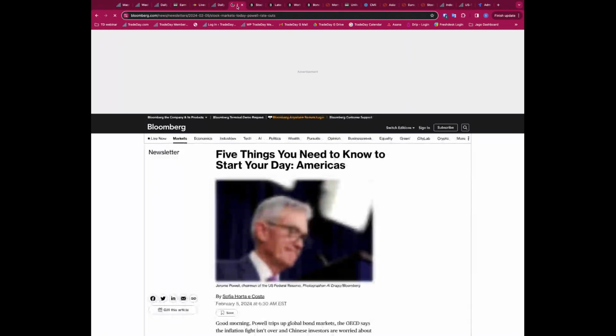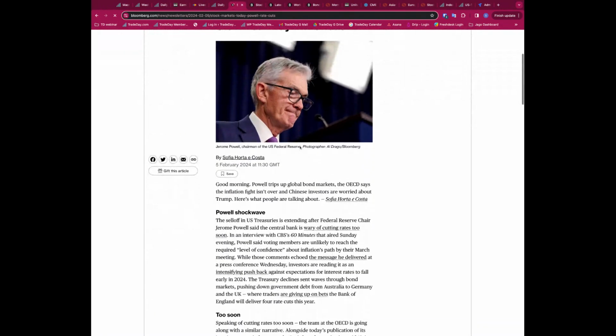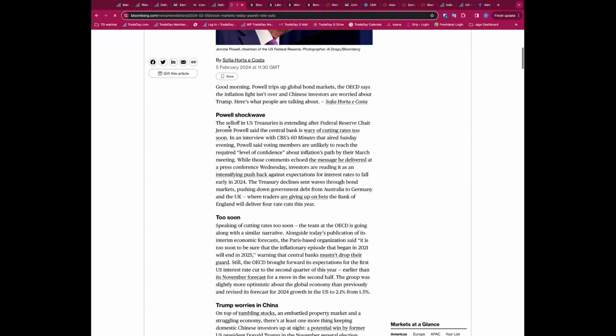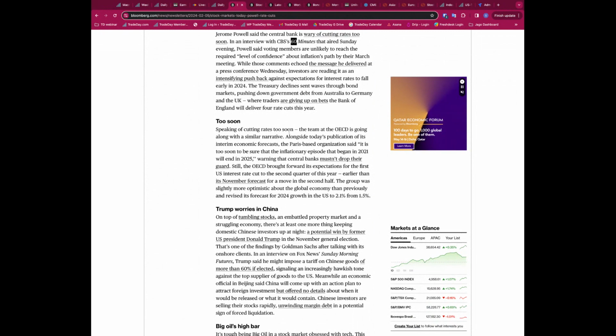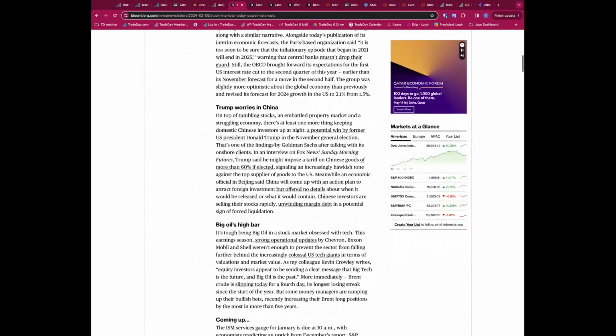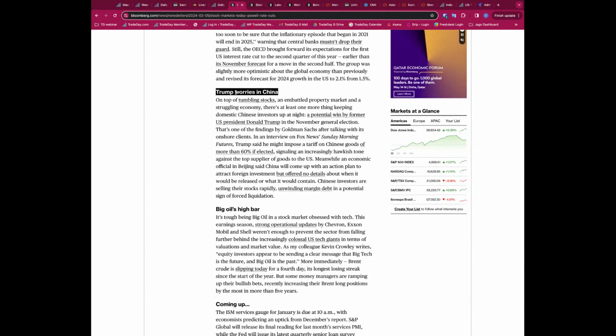So let's take a look at the headlines here, five things to start your day. Powell shockwave: the sell-off in US Treasuries that we saw on Friday is extending. Powell said the central bank is wary of cutting rates too soon on the CBS 60 Minutes interview. Speaking of cutting rates too soon, the team at the OECD is looking along similar narratives, so they're not looking for any coming soon. Then worries on China: tumbling stocks in China, also fueled by fears of a potential Trump win in the November election.